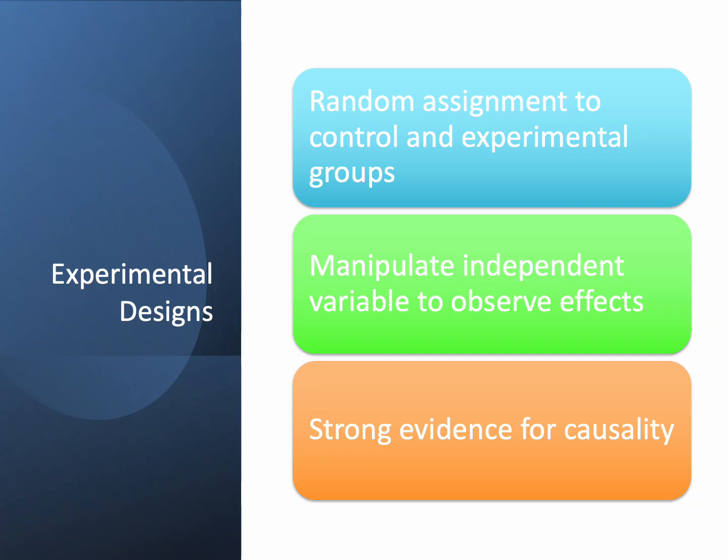Experimental designs use random assignment to place participants in control and experimental groups, ensuring comparable groups to minimize bias. The researcher manipulates the independent variable, for example, a new therapy in healthcare, to observe its effect on the dependent variable, such as patient recovery time.